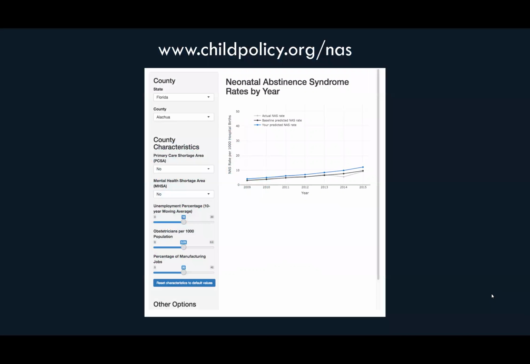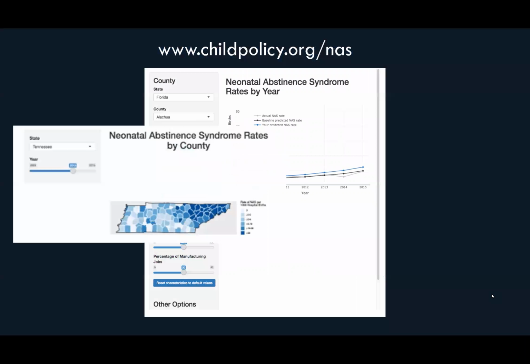You can play with these data on our website, by the way, if you just go to childpolicy.org/NAS.